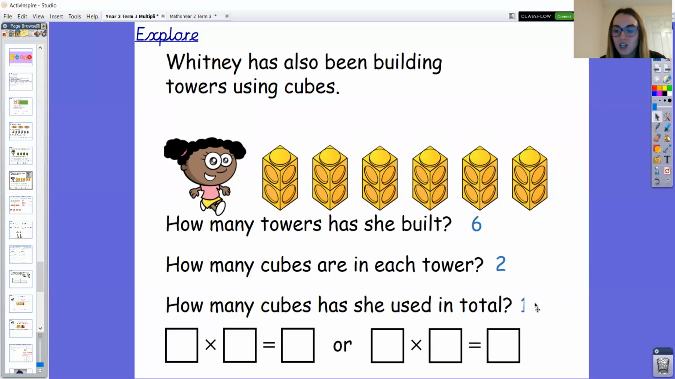Well done, Year 2. She has used 12 cubes in total. So bearing this in mind, if you haven't already, please pause the video here and write the multiplication sentences.